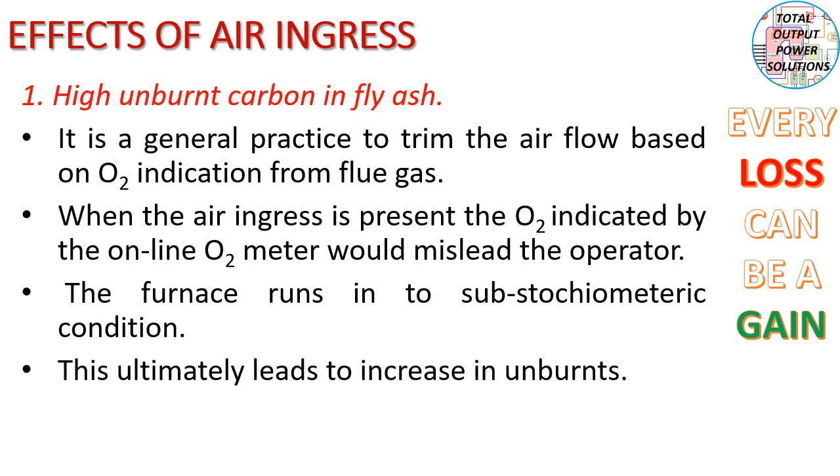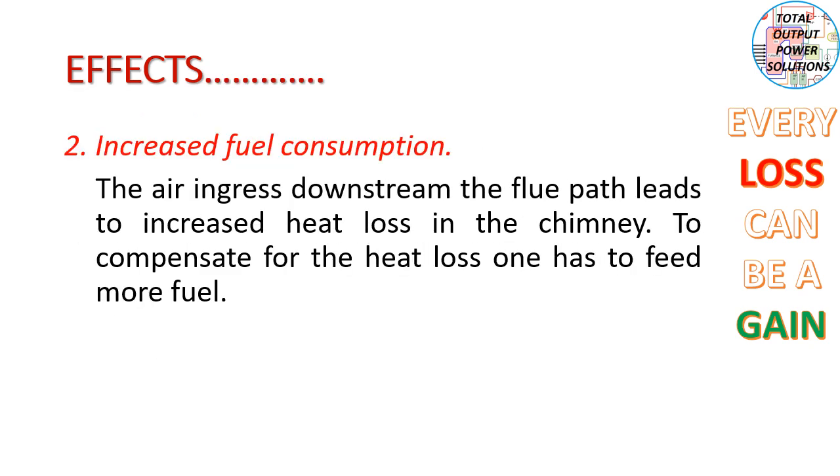Now we talk about the effects of air ingress. The first is high unburnt carbon in fly ash. It is general practice to trim the air flow based on the oxygen indication from the flue gas. When air ingress is present, the oxygen reading from the online oxygen meter would mislead the operator. The furnace runs into a substoichiometric condition. This ultimately leads to an increase in unburns.